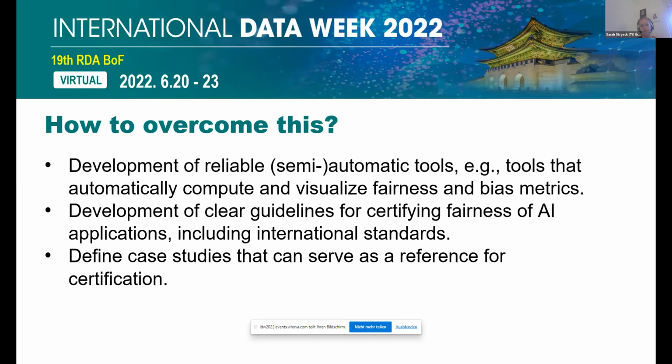And this is also why it's very important to develop clear guidelines for certifying fairness of AI applications, also taking into account international standards. And what is also very important to get a better understanding of the topic is to define case studies that can also serve as a reference for a certification or for a quality assessment of your data set.